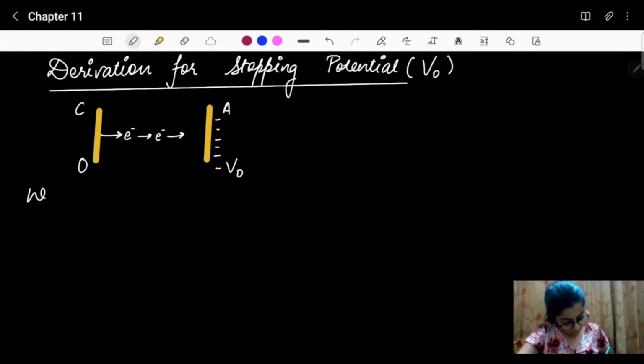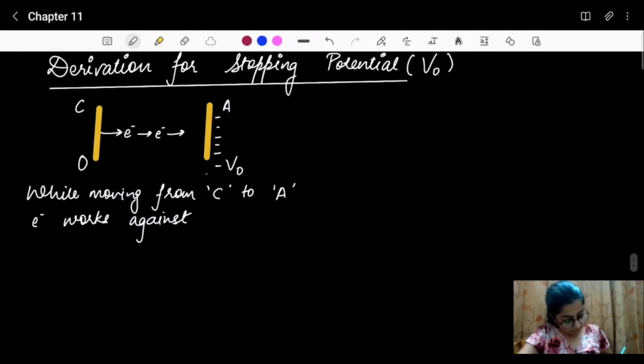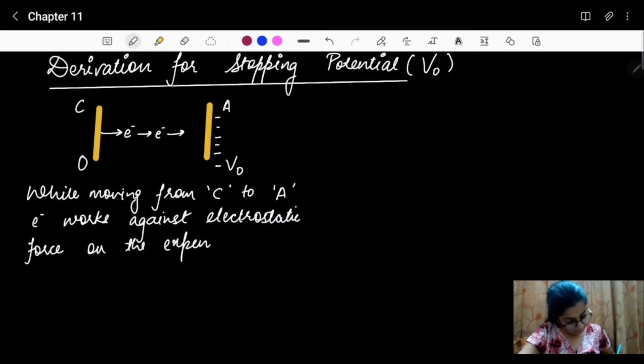Okay, so while moving from C to A, the electron works against the force that is repelling it. It is the force of repulsion, and that force is because of the negative charge, that is the electron present over anode, because that is negatively charged. Okay, so that is called electrostatic force. The electron works against electrostatic force on the expense of its kinetic energy.